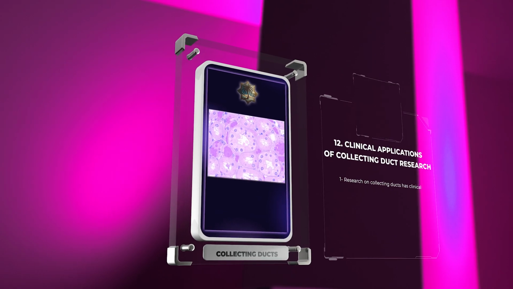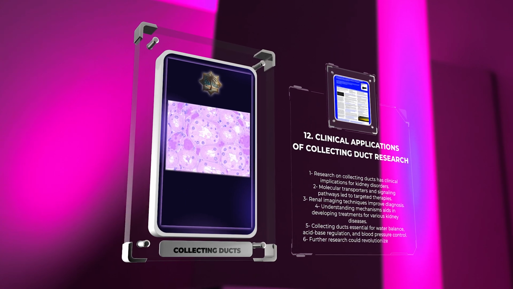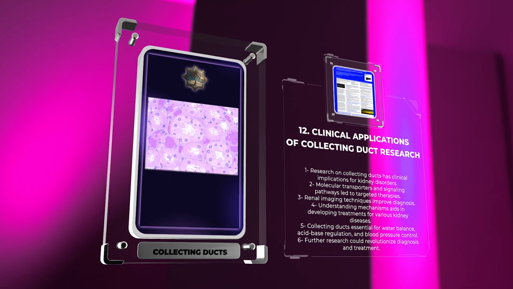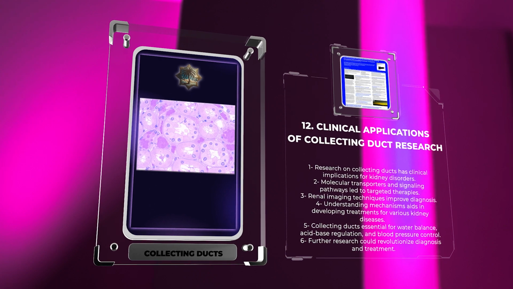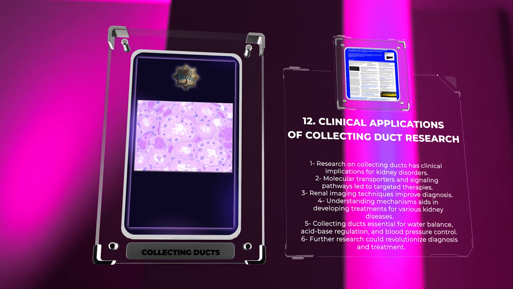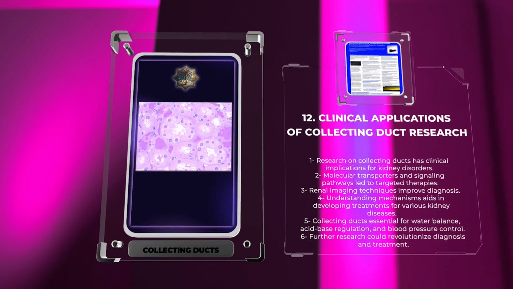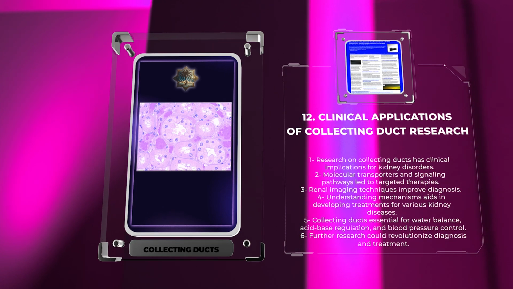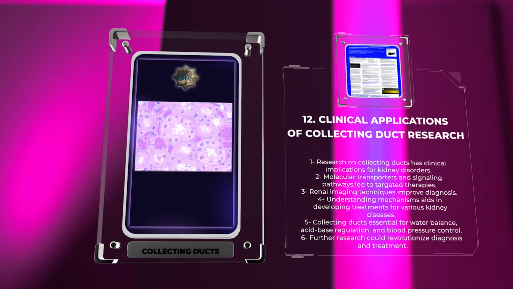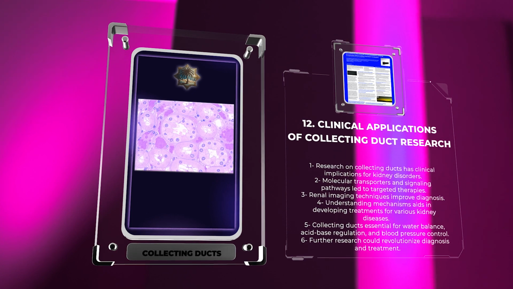Research on the collecting ducts has clinical implications for kidney disorders. Molecular transporters and signaling pathways have led to targeted therapies. Renal imaging techniques improve diagnosis. Understanding mechanisms aids in developing treatments for diabetes insipidus, Gitelman syndrome, and polycystic kidney disease.